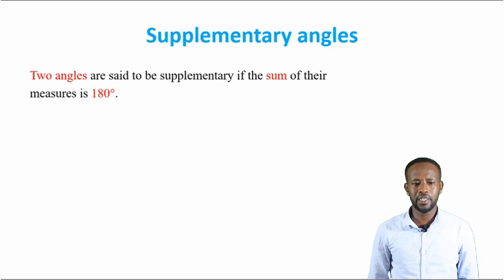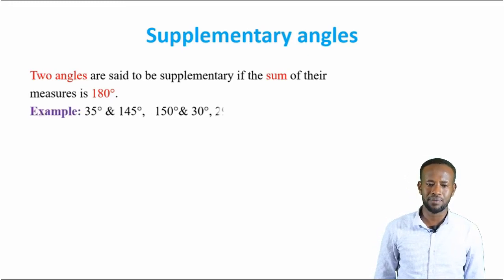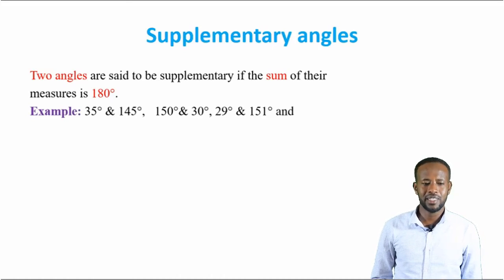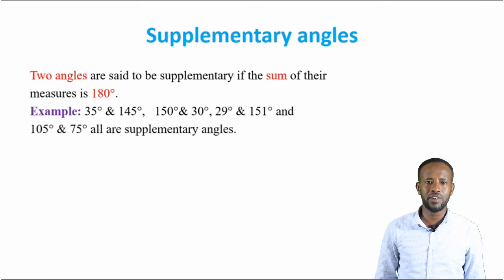Okay, I hope that you tried. Now let us see the examples of supplementary angles. Look, all of these angles are what? 35 degrees and 135 degrees are supplementary angles, because if you add them their sum is 180 degrees. 150 degrees and 30 degrees are also supplementary angles. 29 degrees and 151 degrees are supplementary angles, and 105 and 75 degrees are supplementary angles. So all are what? Supplementary angles. All the values given in this example are supplementary angles. Why? Because when we add, they give us 180 degrees.